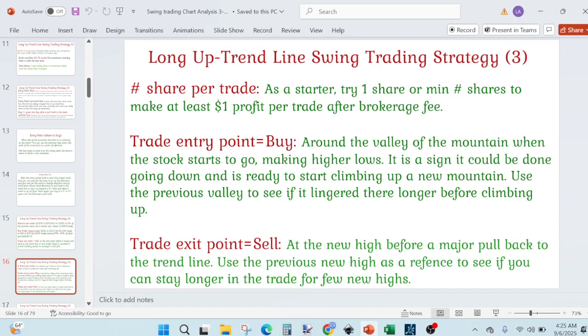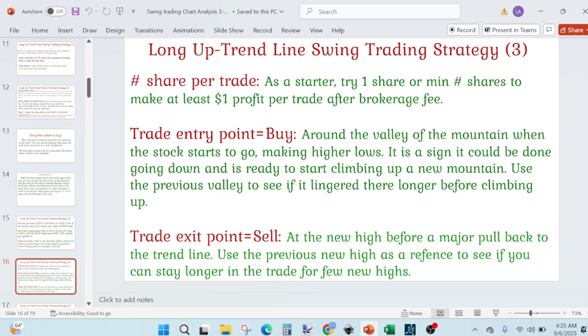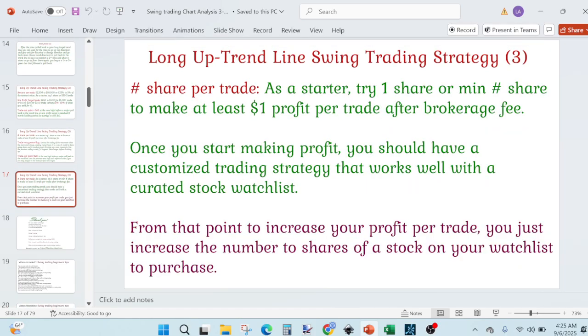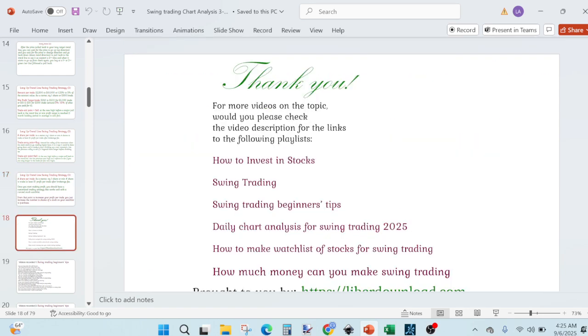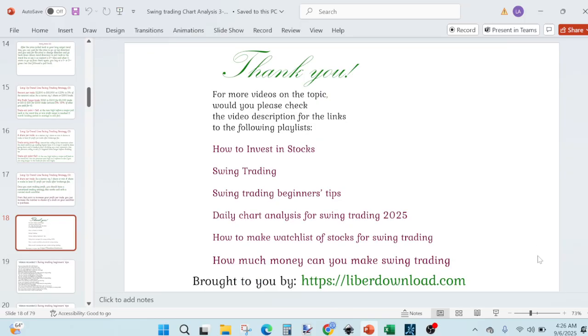Swing trading is one way to make money. You just start small and go from there. You buy one share of a stock using the strategy you want to use to swing trade, and then you just customize your strategy as you experience what is going on with the stocks you purchased that are in your portfolio.